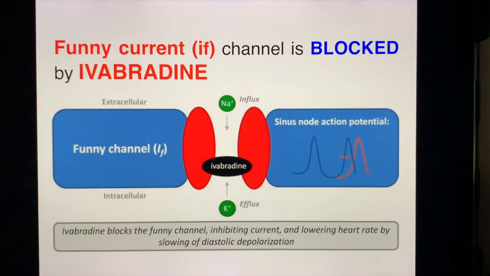What is the clinical pearl? There is a rate control drug known as ivabradine. Ivabradine blocks the funny current or the funny channel by inhibiting currents and lowering the heart rate by slowing diastolic depolarization. So let's name the drug again.